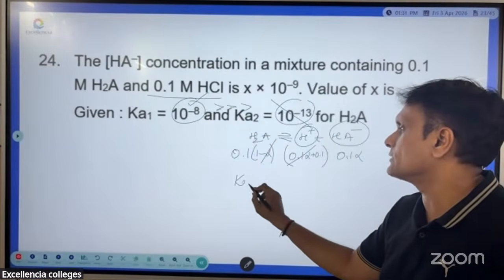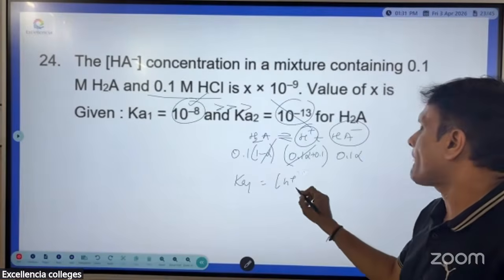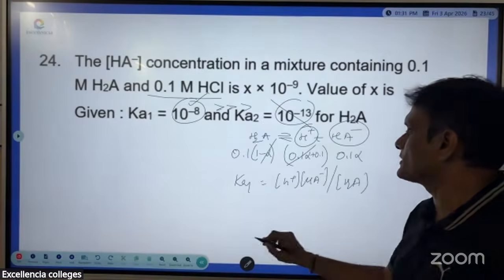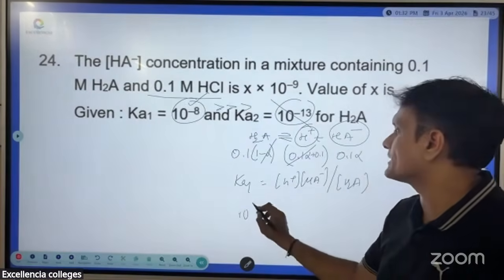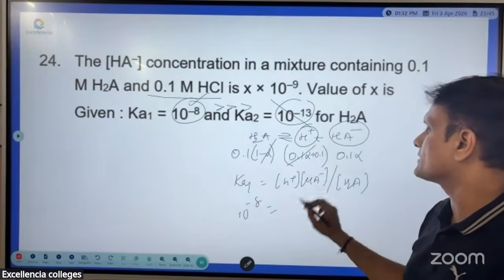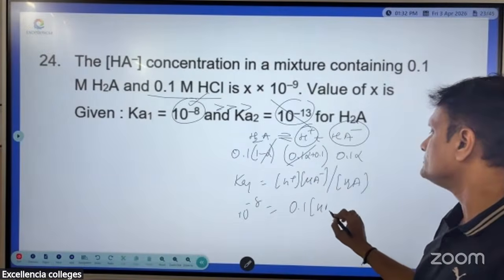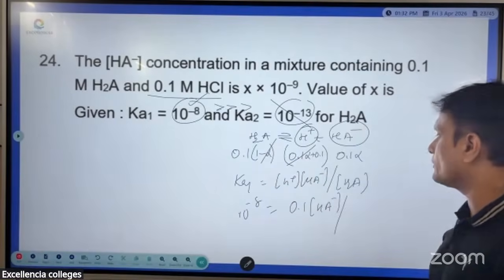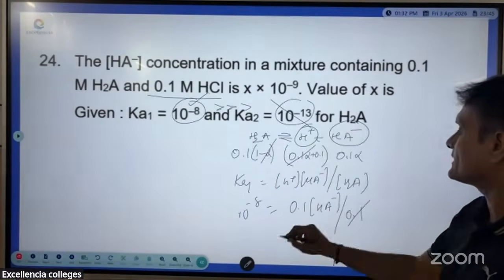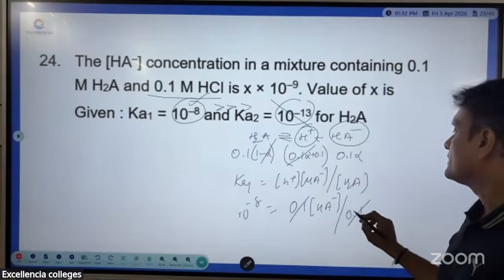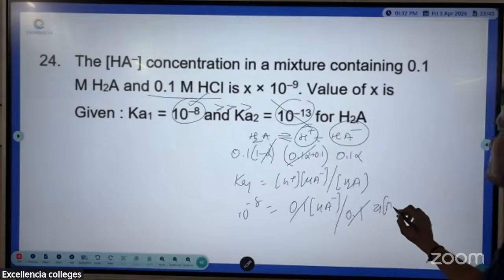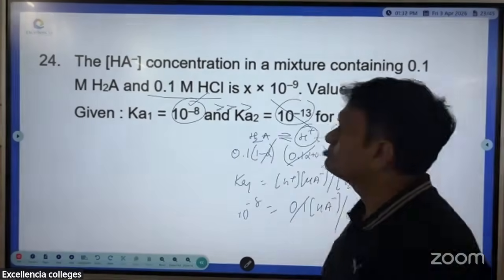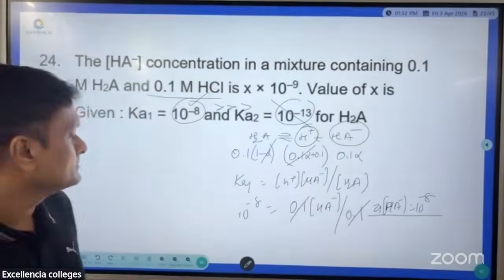So now when I'm writing Ka1 for this, which is H plus into HA minus by H2A, people thought initially that there are plenty of calculations involved. There are no calculations at all, beta. This is 10 to the power minus 8. H plus, how much are you going to write? You can neglect alpha compared to 1 because Ka1 is small. So your 0.1 gets cancelled and your HA minus is just straight away 10 to the power minus 8 only. That's it. Okay.